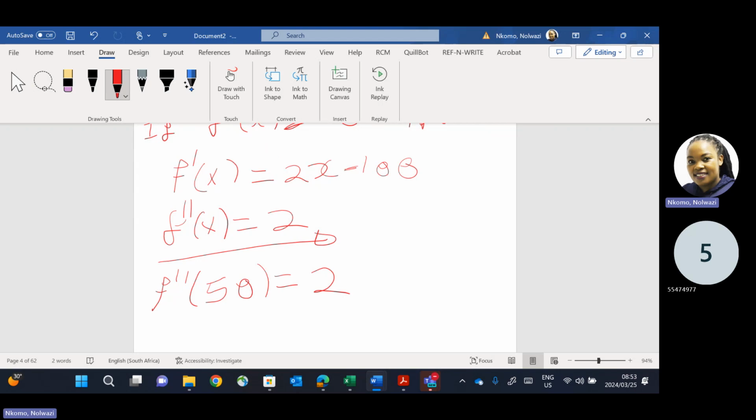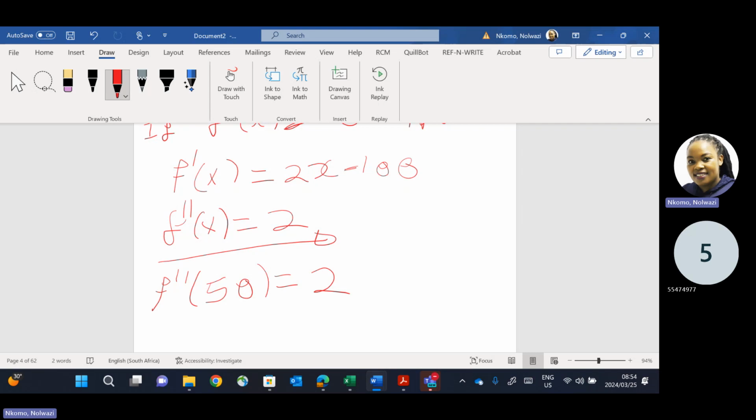So if this function was a profit function, that means for you to produce a minimum profit, you'll have to produce or sell 50 products. Let's say again you are selling scones. So for you to produce a minimum profit, you'll have to produce and sell 50 scones. Then the next section would be the interval along which a function is increasing or decreasing.